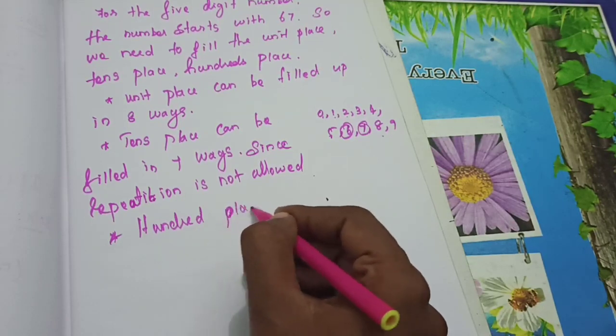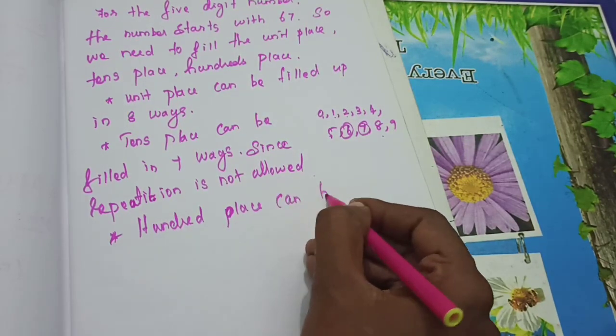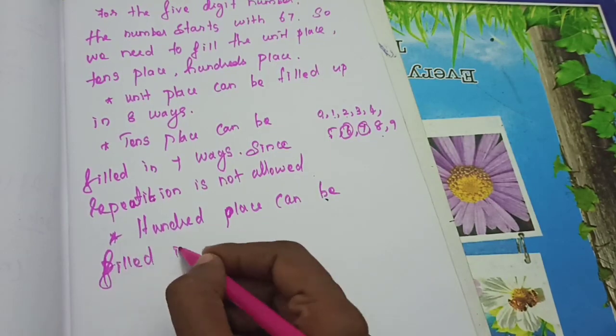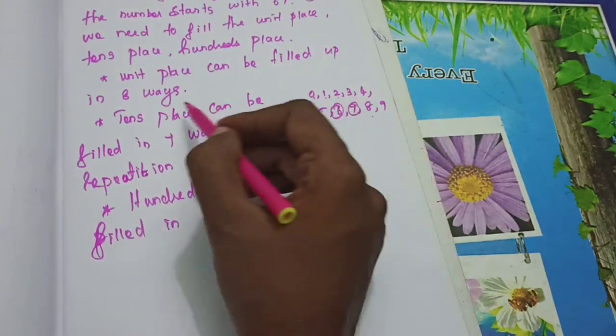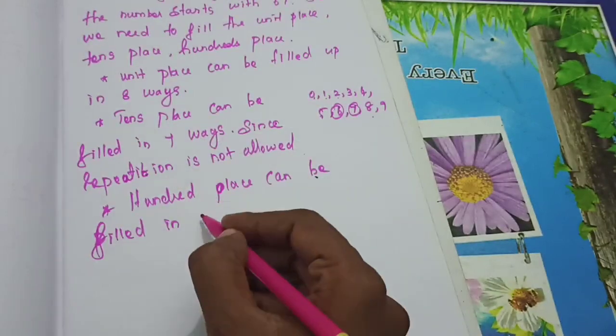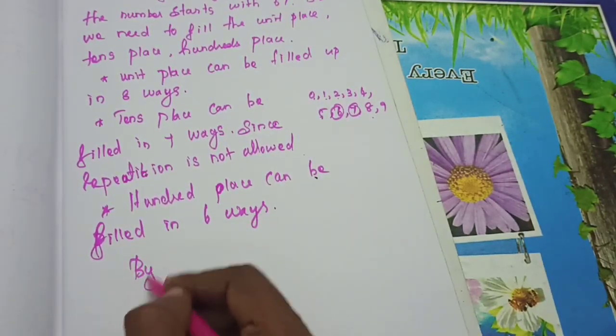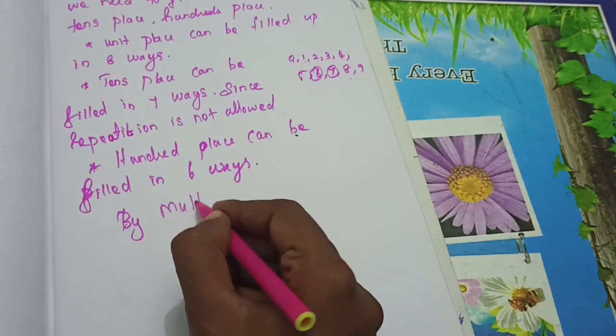Hundreds place can be filled in how many ways? Already 8 ways here we filled, 7 ways, so remaining 6 ways. So what principle will we use? By the multiplication principle of counting.